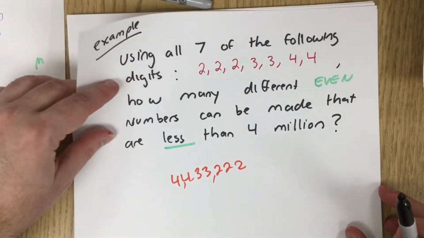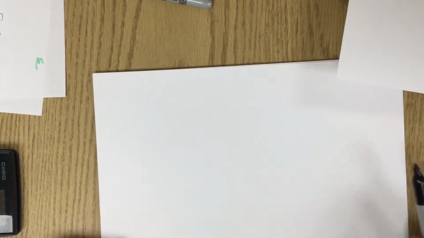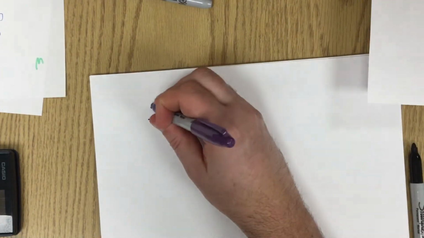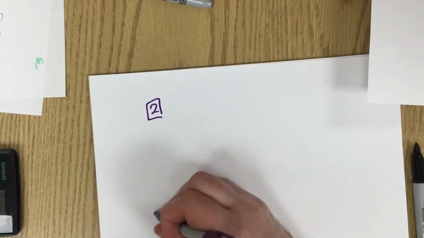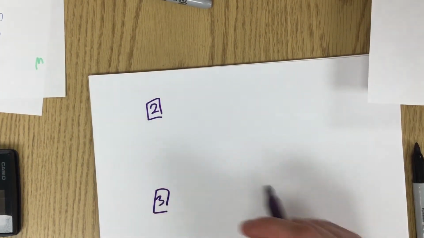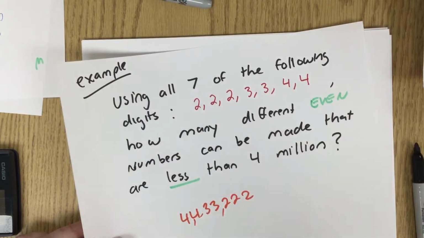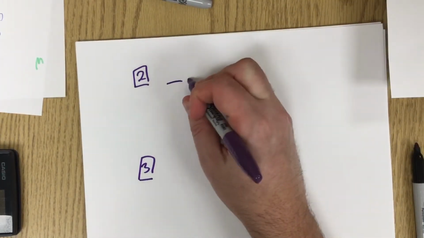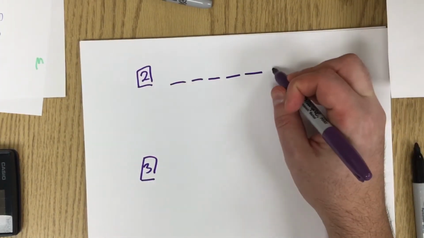Okay, so we're going to have a bunch of different cases here. So how are we going to do this? In order for it to be less than 4 million, it has to start with a 2 or a 3. I want it to be even, which means it has to end with a 2 or a 4. So we're going to have our other 5 numbers.